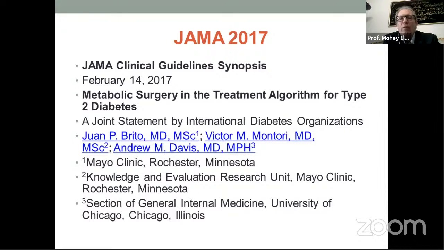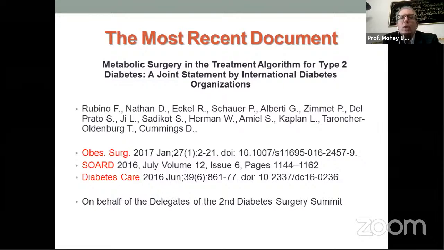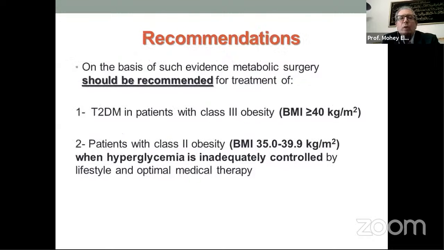This is very important. This is one of the rare, and maybe it's the only document that was published in 4 big journals, including JAMA, including Diabetes Care, which is the official journal of the American Diabetes Association, beside 2 bariatric surgery journals, the 2 biggest bariatric surgery journals, Obesity Surgery and SOARD, which is the official journal of the American Society for Metabolic and Bariatric Surgery.